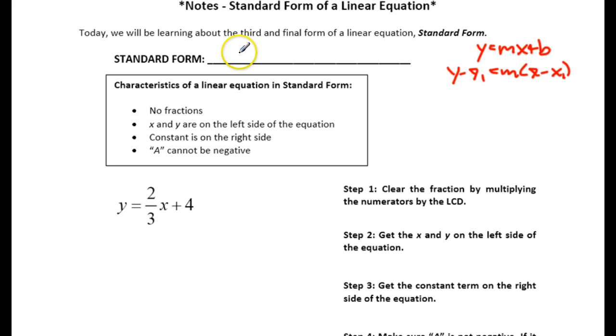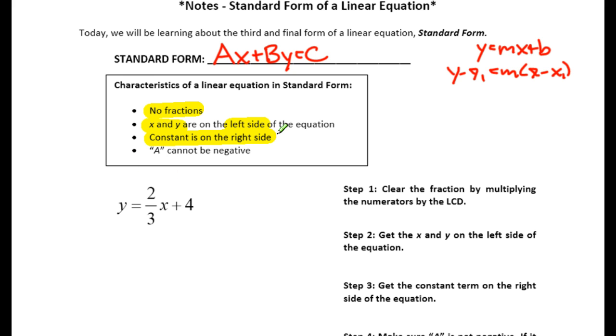So the third one that we're going to learn today is standard form, and this formula is ax plus by equals c. Alright, so this one's going to look pretty different than this one. Now here are the rules. These are the rules that you have to follow to put it properly in standard form. There can be no fractions in the equation. Now, typically we have had the y by itself on the left side, right? But this one's different. We want the x and y together on the left side. And now the constant, the c for constant, is all by itself on the right side.